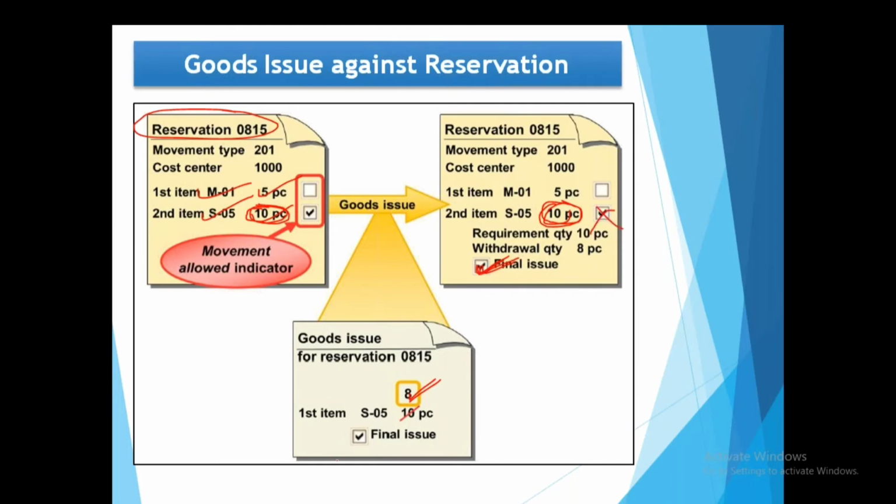But if it is completed, then you can go and manually put the final issue. That can be done. That means the reservation is closed. So that is what is called final issue. Now we will see how to do this goods issue against a particular reservation. There are two checkboxes: one is the movement allowed indicator, another one is the final issue indicator.